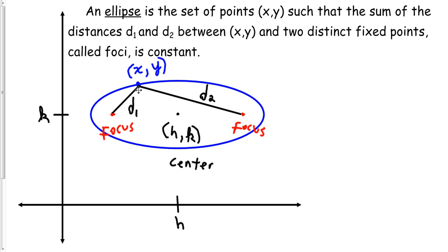to be constant. So if I look at any point here, like this point, this distance from that point to this focus, plus this distance from the same point to this focus, will be a constant always. It'll always give you the same number when you add them up. All right? And that's how the ellipse is defined.